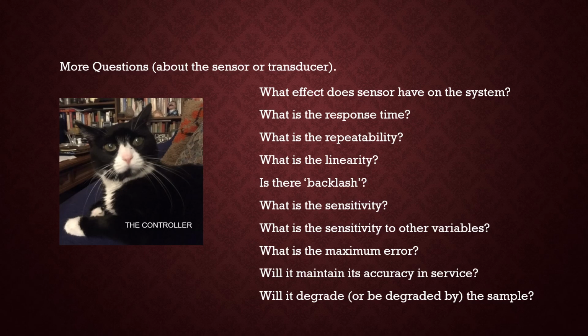Backlash refers to this: if the sensor makes a measurement in an increasing fashion and then goes back, in other words, when the stimulus stops, does the value of the sensor change? Does it sort of drift after it's been primed, so to speak? Sensitivity: what's the minimum signal that you can detect? Do other variables in the system that aren't important affect the sensitivity? What's the maximum error? What is the accuracy of the device? And ultimately, does the thing degrade?